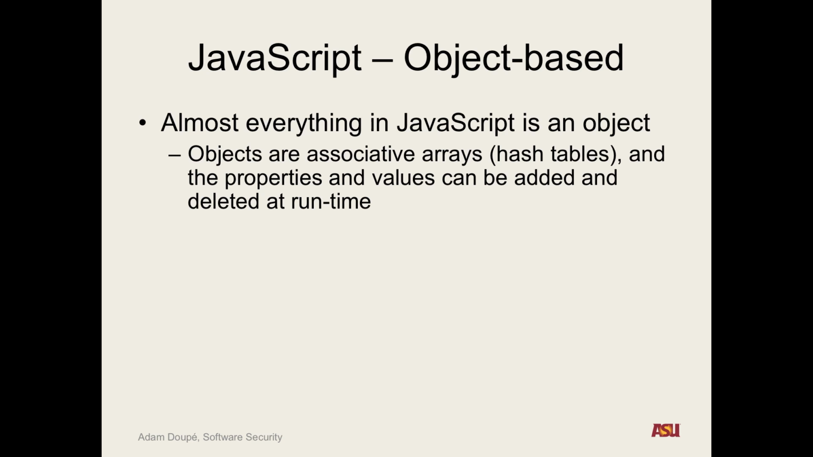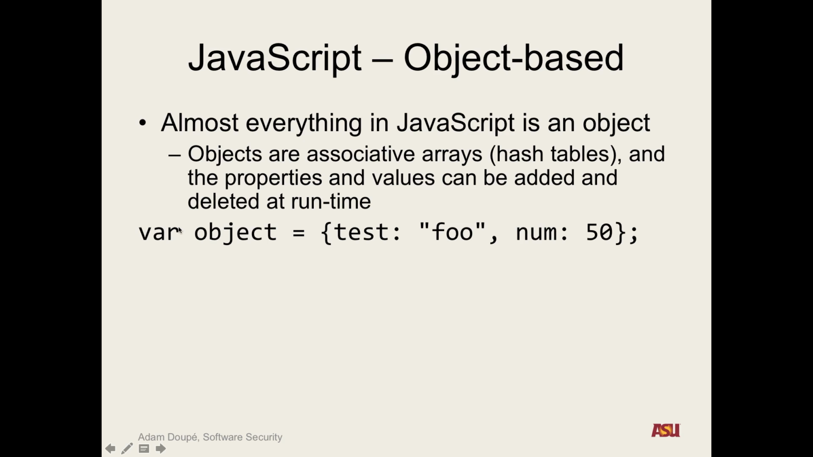So these are not the traditional objects you think about when you think of classes and objects, right? Where in classes, the fields are defined statically based on the definition of the class, and the methods are also defined statically. These are all done at runtime. So for instance, here I have a variable, so the var keyword defines a local variable, and the name of this variable is object. This object has one field called test, whose value is the string foo, and one field called num, whose value is an integer 50.